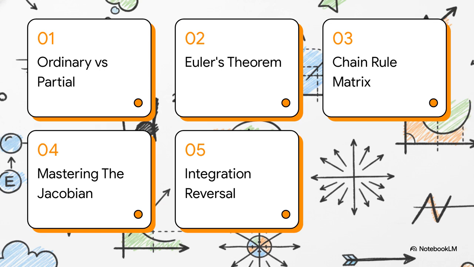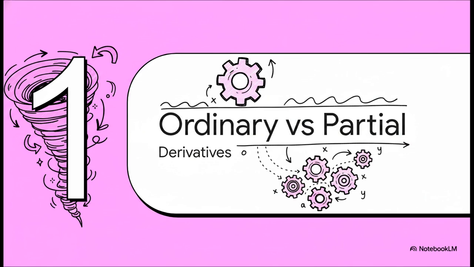All right, let's dive into this roadmap. 1. Ordinary versus partial derivatives. 2. Euler's theorem demystified. 3. The chain rule matrix. 4. Mastering the Jacobian. And finally, 5. The integration reversal. Starting off with Section 1, Ordinary versus Partial Derivatives.